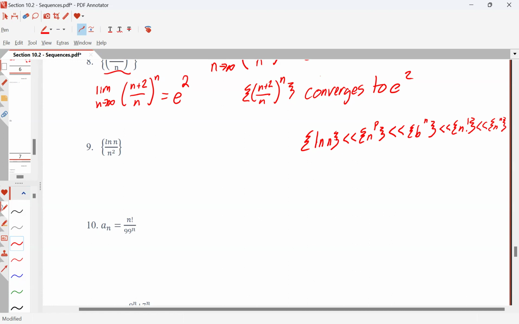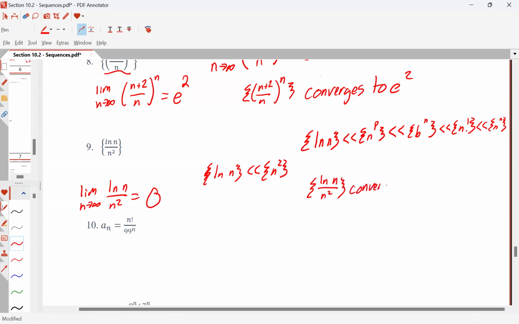So looking at this list, the natural log of n grows slower than n squared. And since the natural log of n grows slower than n squared, the limit as n goes to infinity of the natural log of n over n squared will be 0. So that sequence, ln n over n squared, converges to 0.